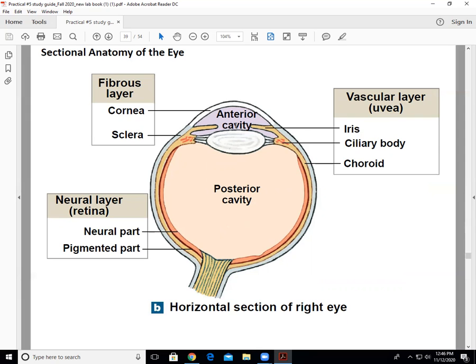The anterior cavity has the aqueous humor. The posterior cavity has vitreous humor. The neural layer is where your retina is, and you have a neural part and a pigmented part. The neural part is deeper than the pigmented part.